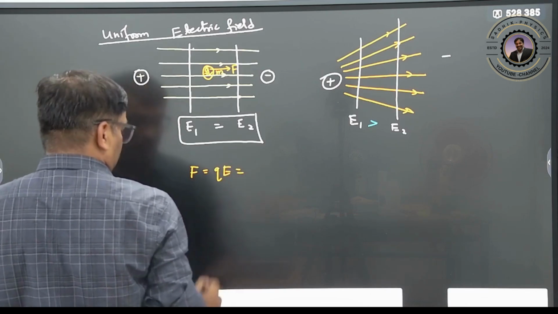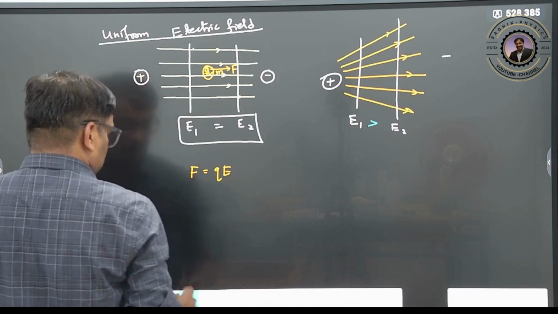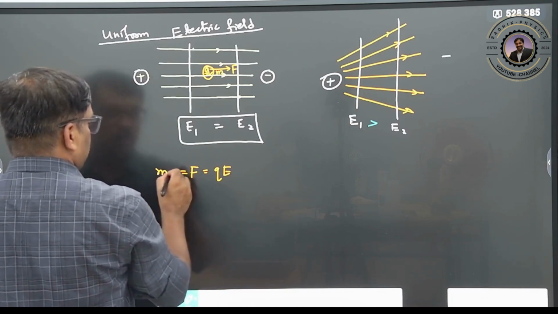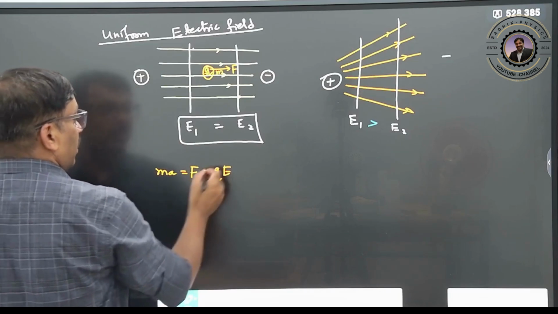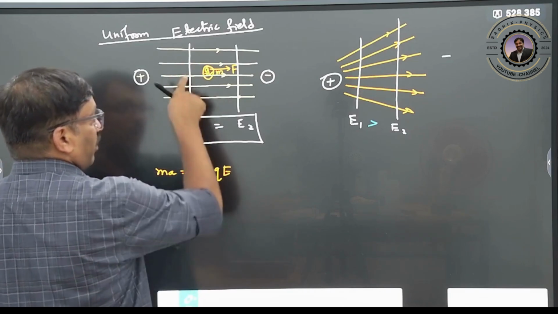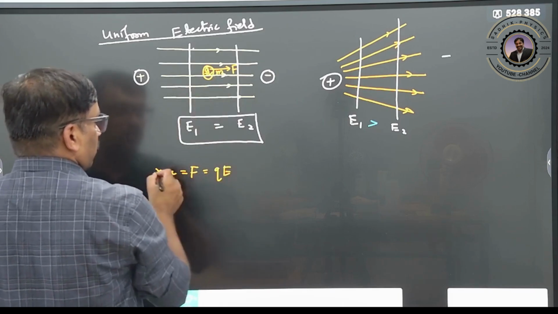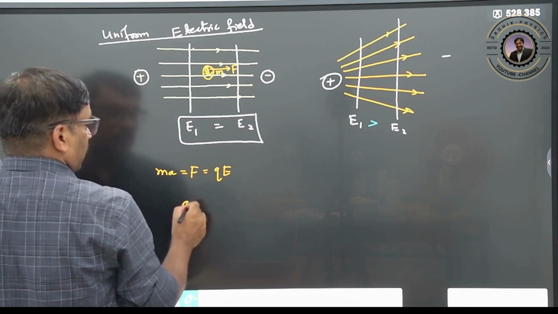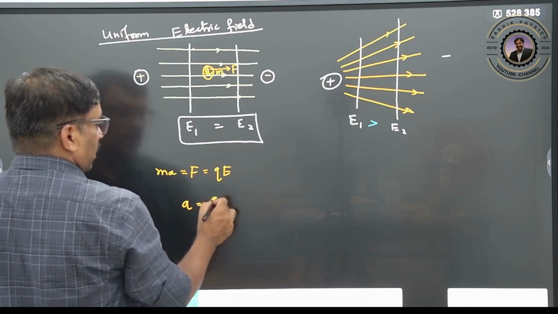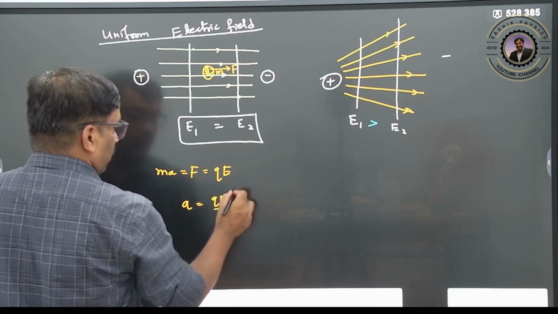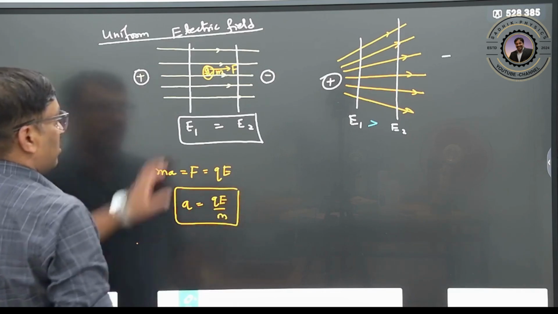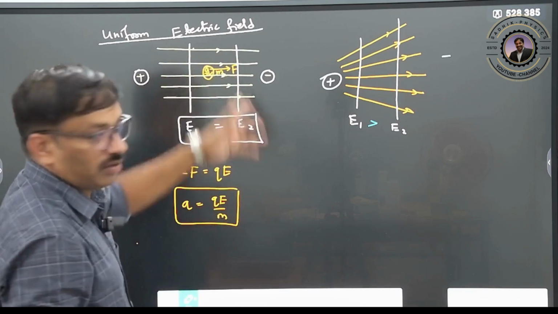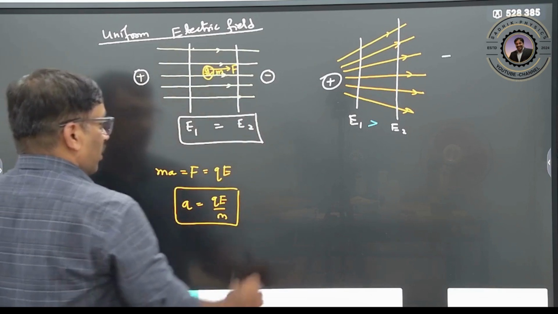This force can be written as mass times acceleration. Everywhere the electric field was the same, so you can rewrite it as mass times acceleration equals Q times E. A uniform acceleration is created, QE by M. This is an acceleration which is uniform, constant everywhere. So you can use all the equations.